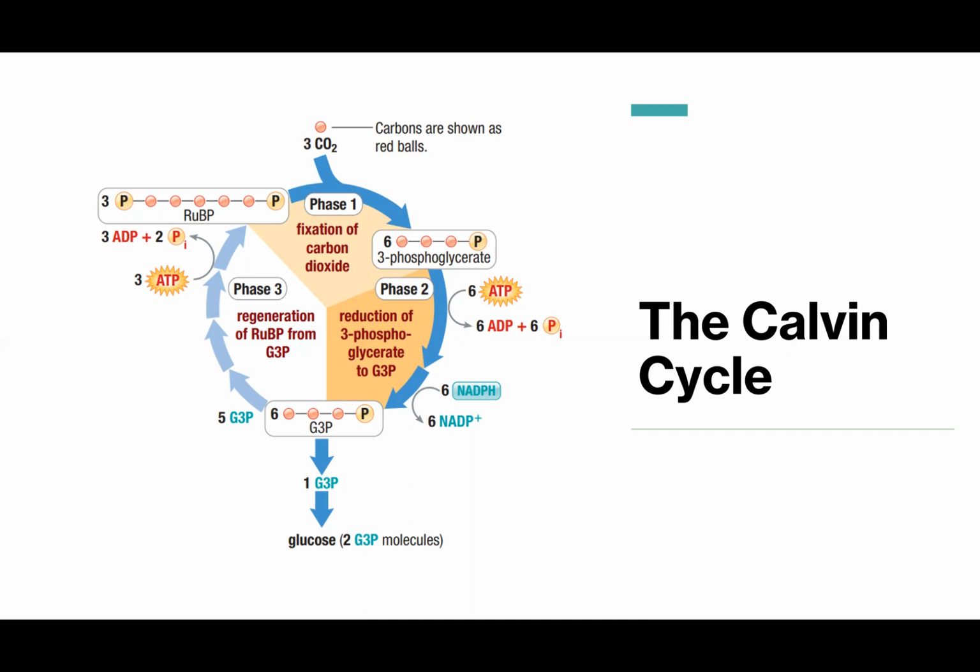The final phase, regeneration, is where our G3P molecules are combined and rearranged to regenerate ribulose 1,5-bisphosphate, so our cycle can repeat itself. The end goal of the Calvin cycle is to produce glucose. It requires 18 molecules of ATP and 12 molecules of NADPH to form a single glucose molecule from two G3P molecules.